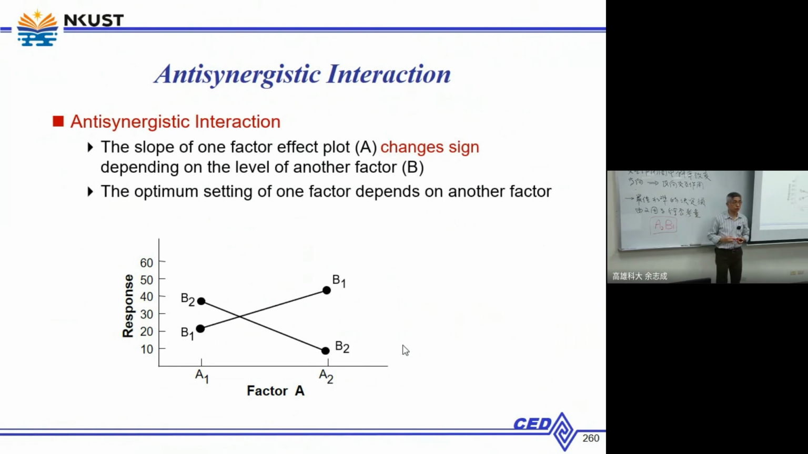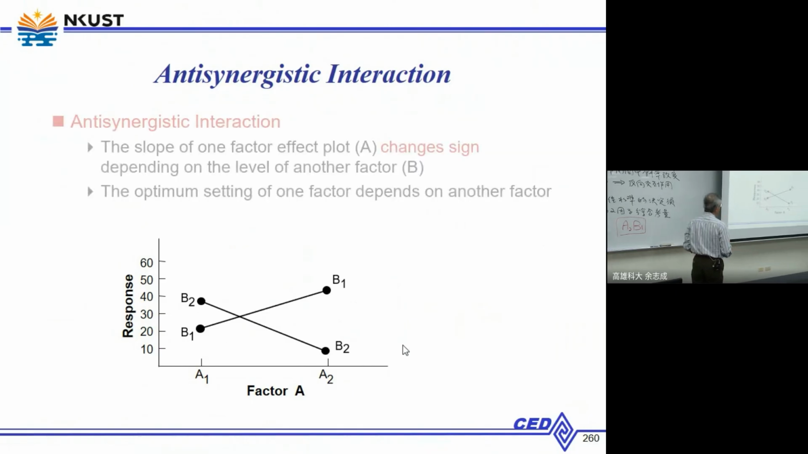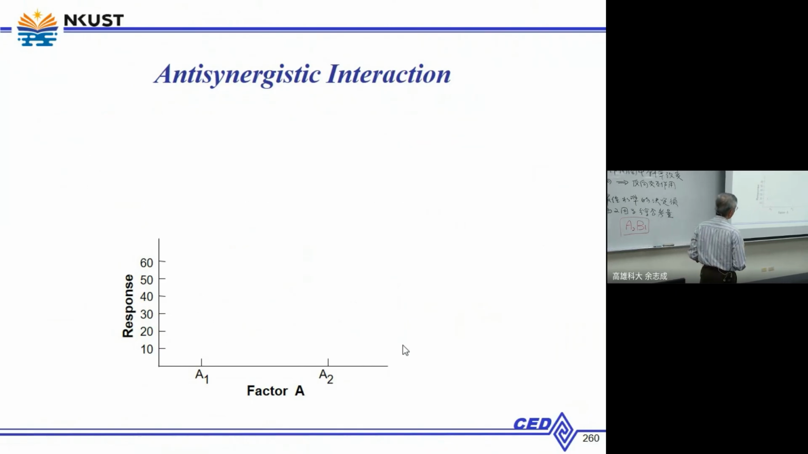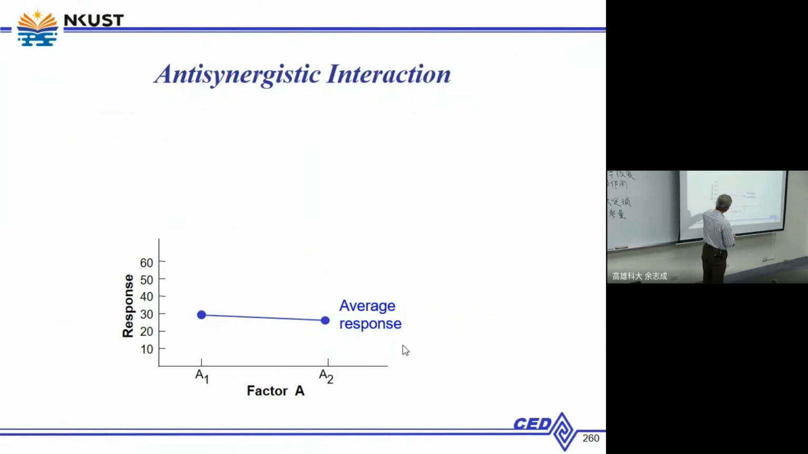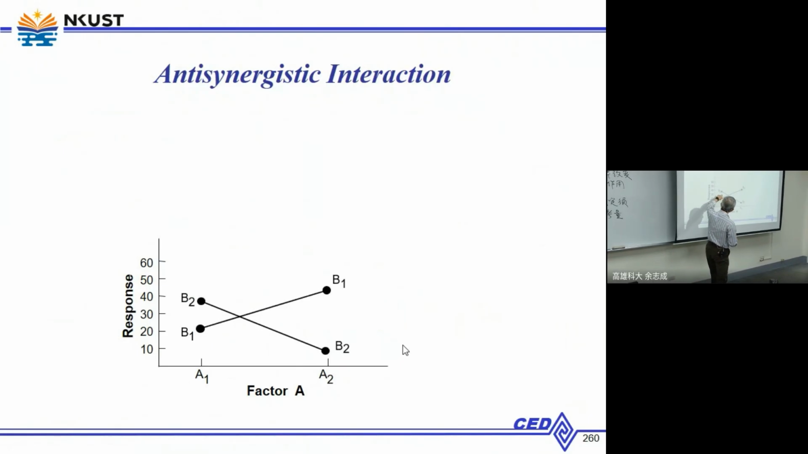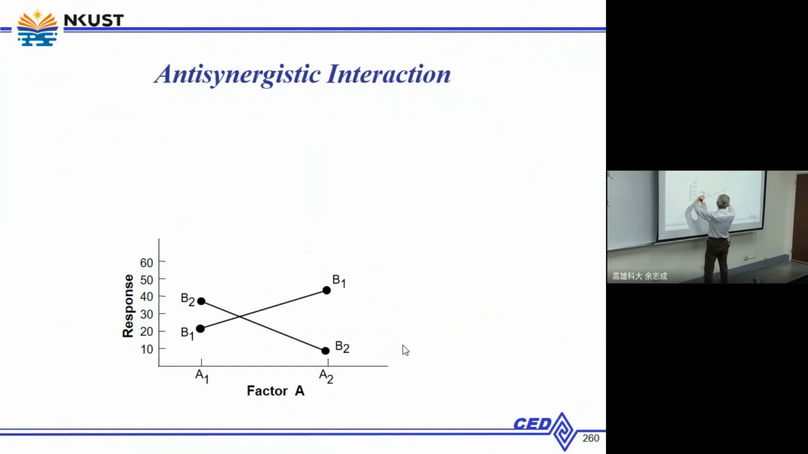And this conclusion is from the interaction plot. You cannot look at the effect plot, because the effect plot tells you that A1 is better. See, A1 is better. And this effect plot, you can see, is the center line between here and there, right? This line. Okay.